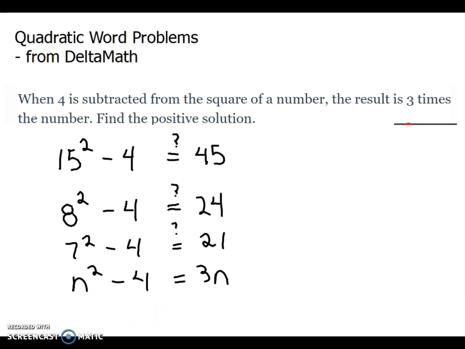Now you can say, well, look, I know how to solve equations like that. I'll probably pull the 3n to the other side and then use some method, whether it's factoring, completing the square, or the quadratic formula, whatever method you choose to solve that equation, and then you'll get your answers.